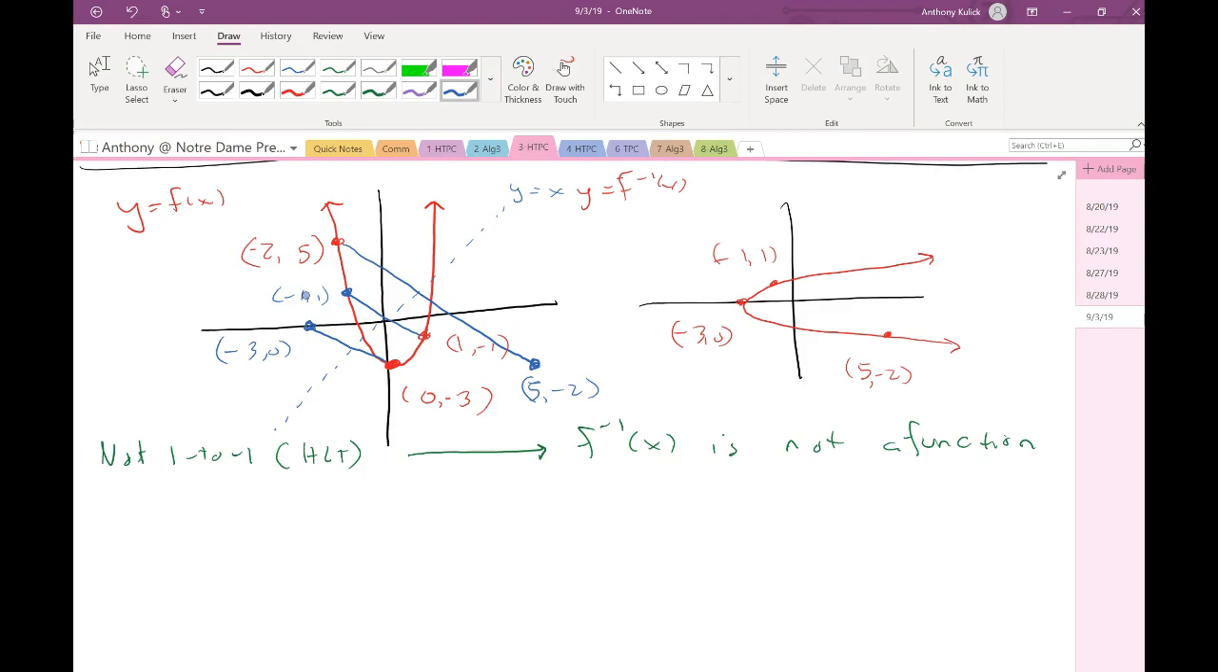Notice that every time I drew one of these reflection lines, those are perpendicular to the axis that we're reflecting across. Can we see that visually, what's happening there? Sometimes that's difficult to see.